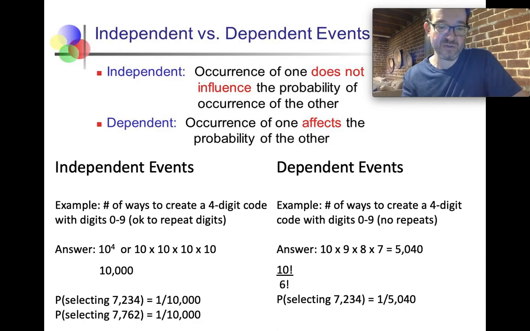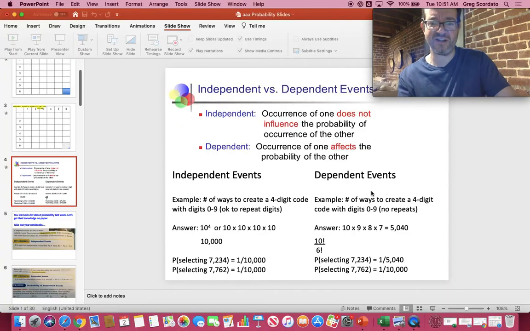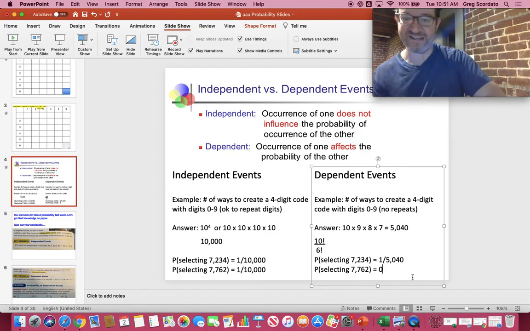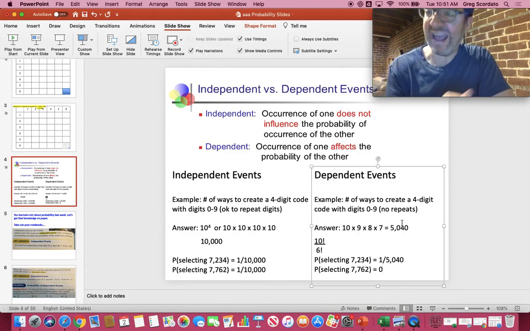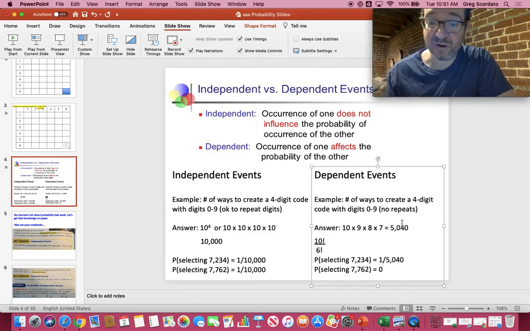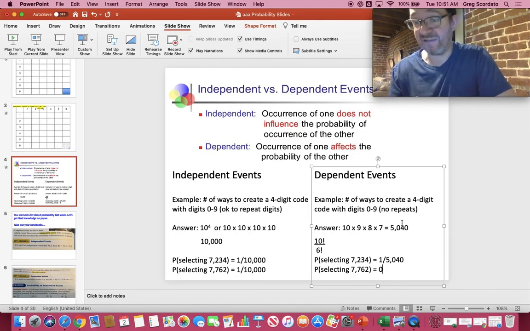Now my question to you is, what's the probability of selecting 7,762 in this scenario? Again, you should pause. You might say 1 out of 5,040, but you'd be wrong, because, oh, I'm wrong on the screen. I didn't change it. I'm going to change it right now. 1 out of 5,040 is wrong, and 1 out of 10,000 is wrong. The probability of selecting 7,762 is 0, because you cannot have repeat digits. In this scenario we've created, you could not pick 7 more than once, so the probability would in fact be 0.